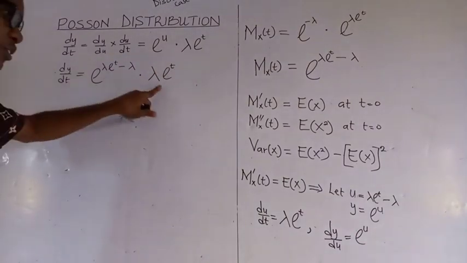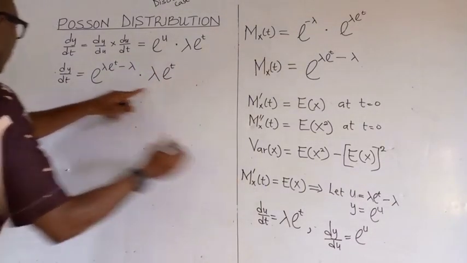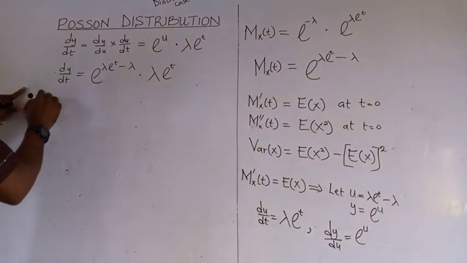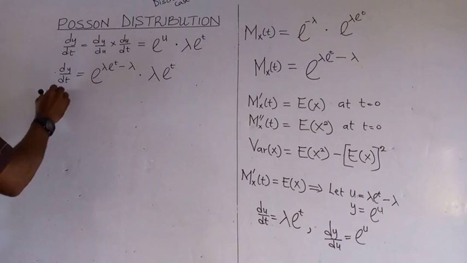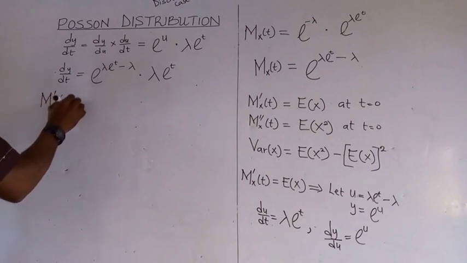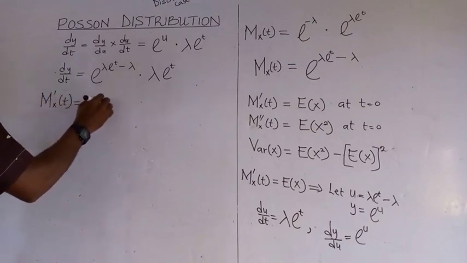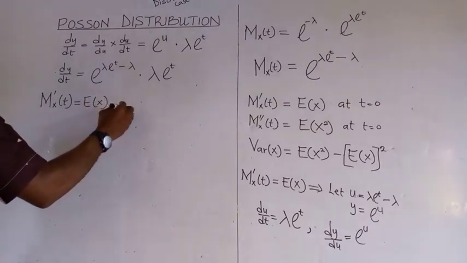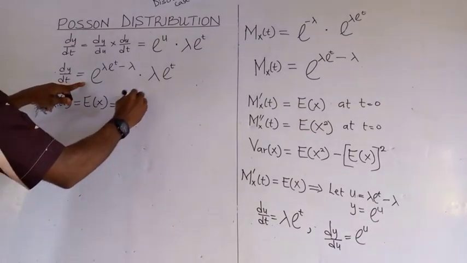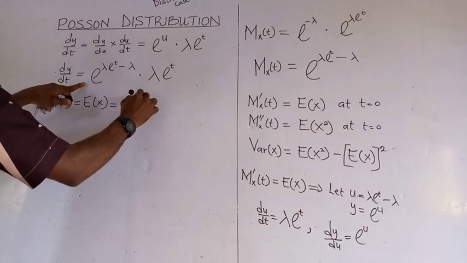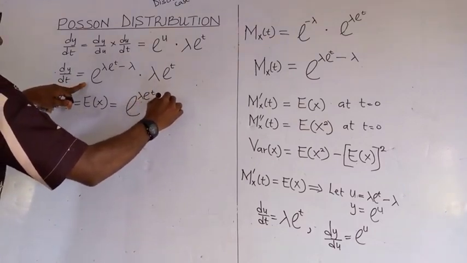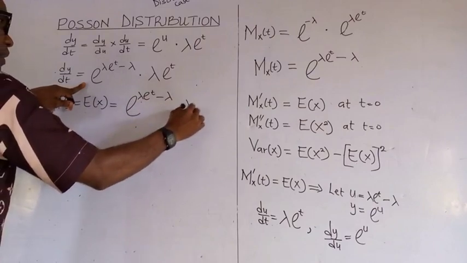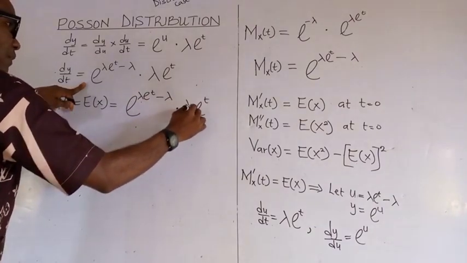So this function here is the first differential. That means the first moment, which is also the expected value of x, is equal to this function, e^(λ e^t - λ) multiplied by λ e^t.